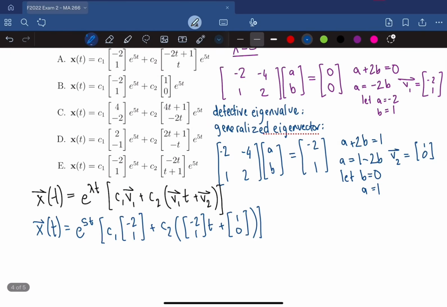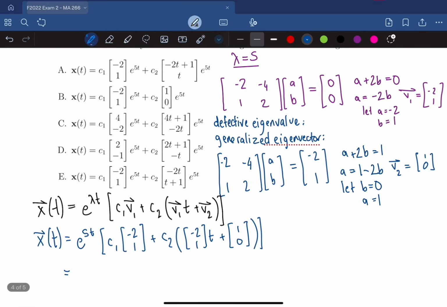And so from here, to put it in the form that the answer is in, we're just going to combine it. So we have C1, and I'm literally just expanding it. So it's just C1 times V1 times e to the 5t plus we have C2, and then this can be made into one matrix, sort of.